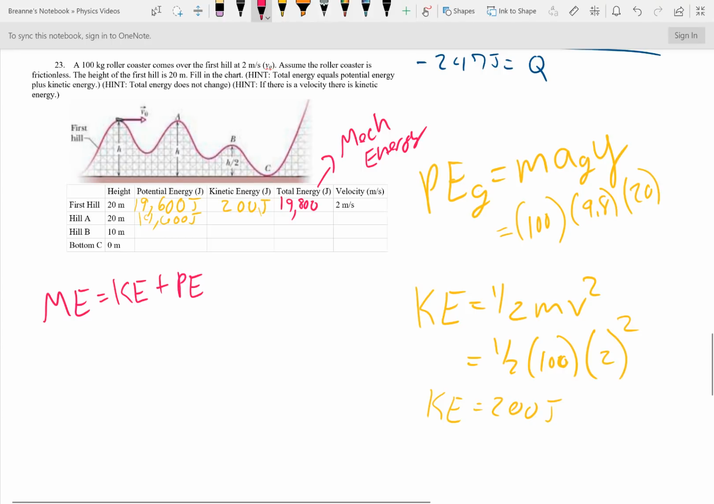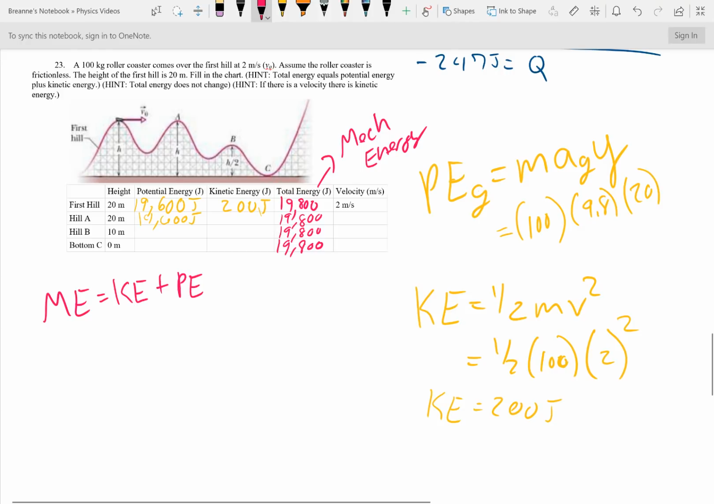You know what's so cool about total energy or mechanical energy? It does not change. Does not change. So once you find one total energy, it's going to be the same all the way down.